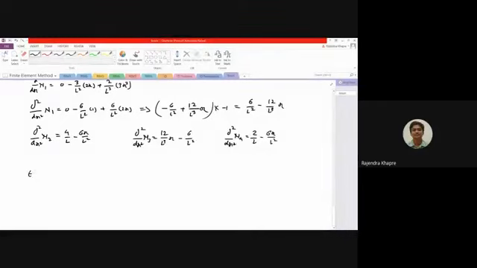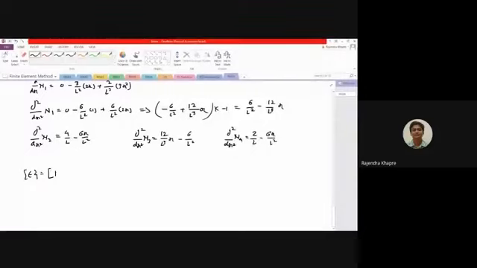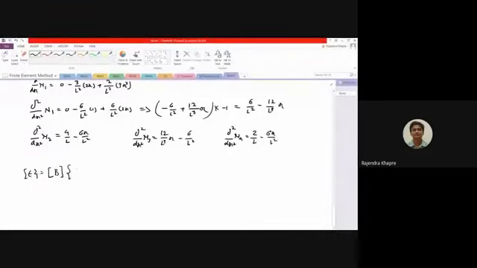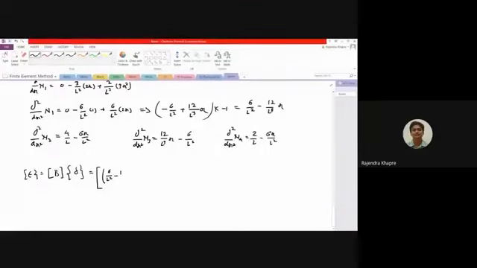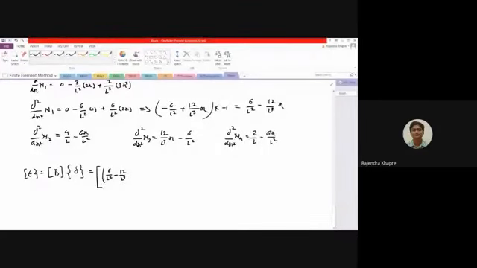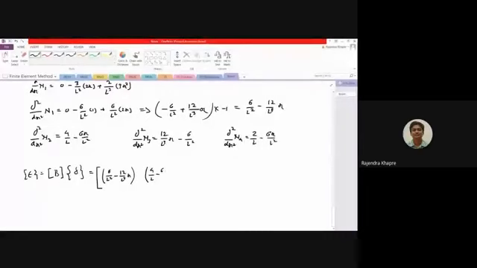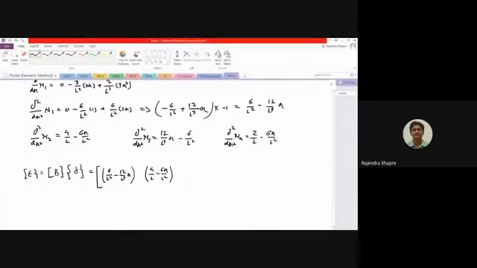So your strain is a product of your B matrix multiplied by your delta matrix, that is the displacement matrix. So the same thing can now be written in a simplified form. The first term will be 6 upon L square minus 12 upon L cube into x. The second term will be 4 upon L minus 6x upon L square.